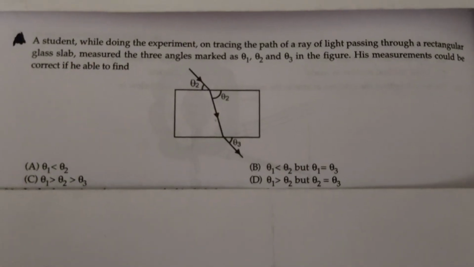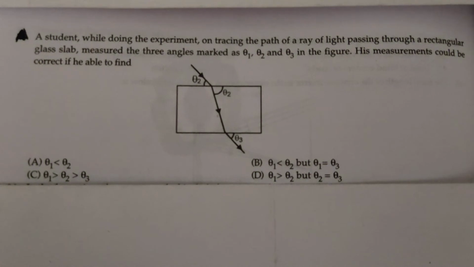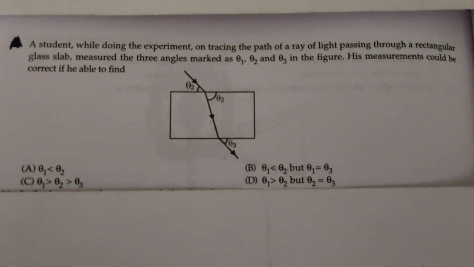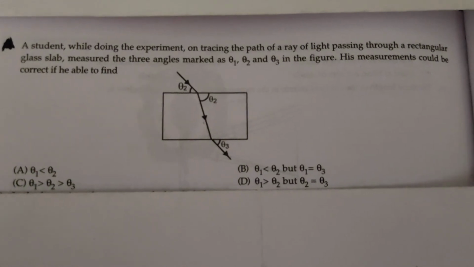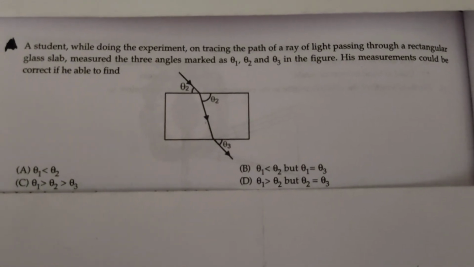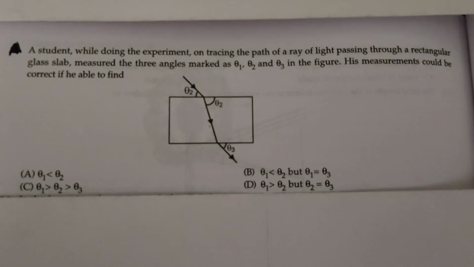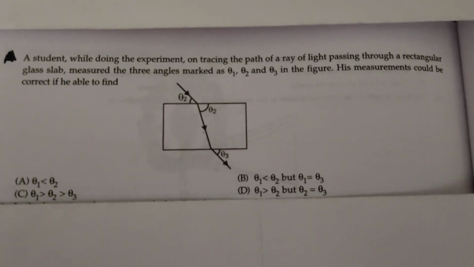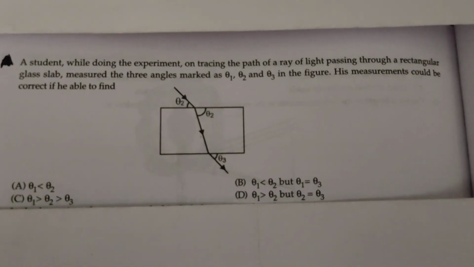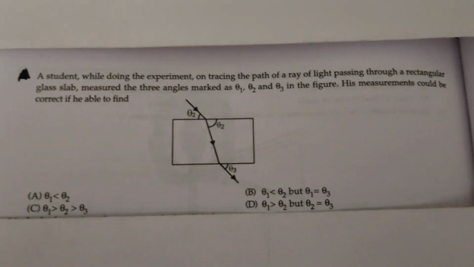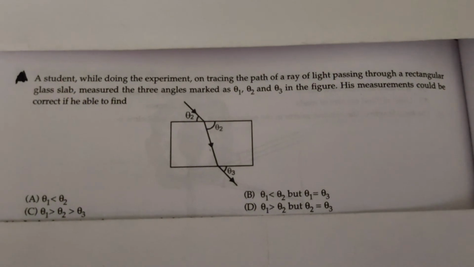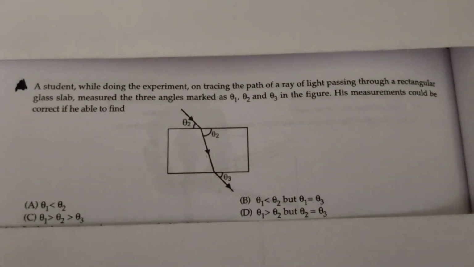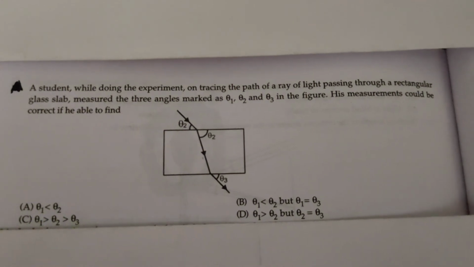Now let us look at the last MCQ for today. A student, while doing the experiment on tracing the path of a ray of light passing through a rectangular glass slab, measured the three angles marked as theta 1, theta 2 and theta 3 in the figure. His measurements could be correct if he is able to find... There are four options given which show a relation between theta 1, theta 2 and theta 3.